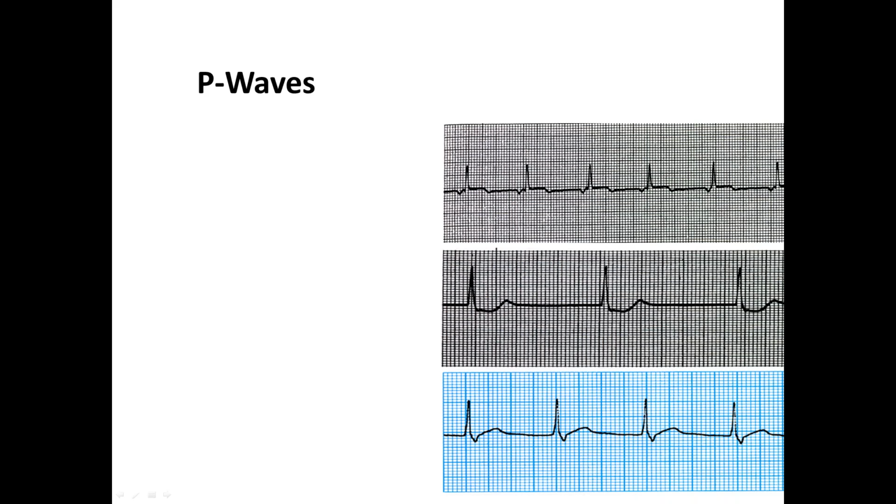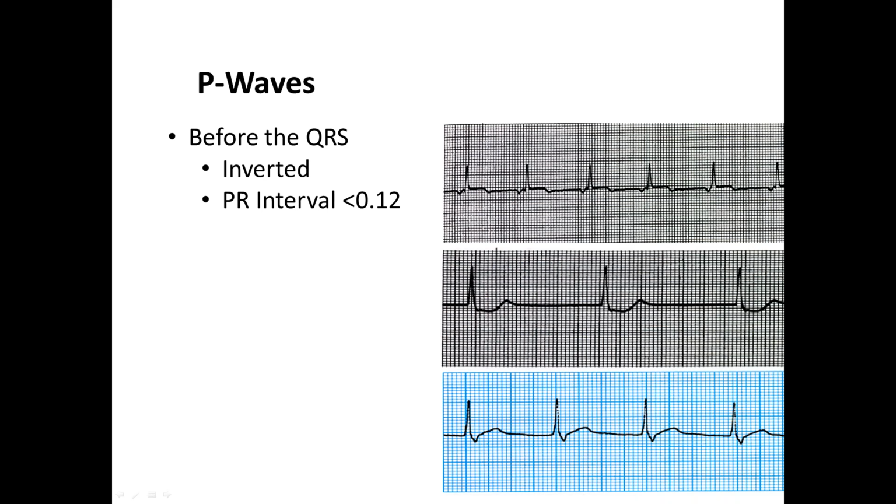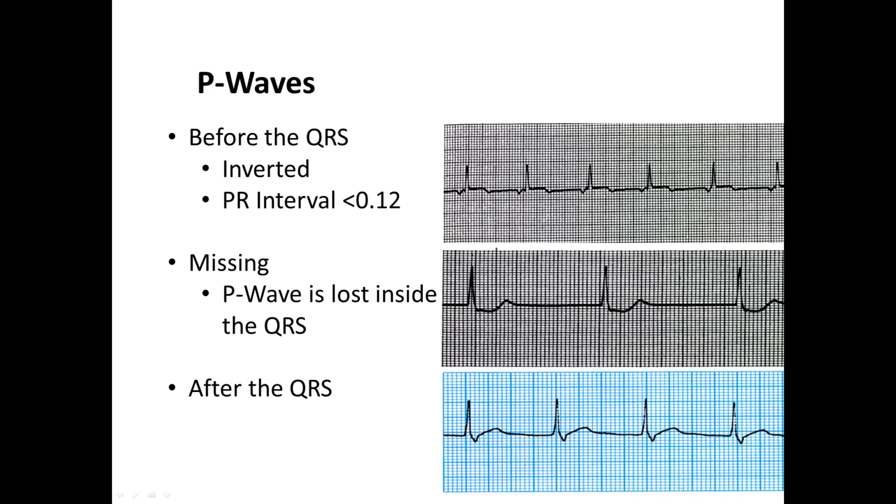Depending on where in the junction it actually originates, the P wave can have one of three strange changes. First of all, it could be before the QRS, however, it's likely inverted and will have a PR interval of less than 0.12. It could be missing. Well, it's not really missing. It's actually hidden inside the QRS complex. It could be after the QRS. If you see any of these three situations, you're probably looking at a junctional rhythm, and which one you see just depends on where in the AV node, where in the junction, the electrical impulse actually initiated.